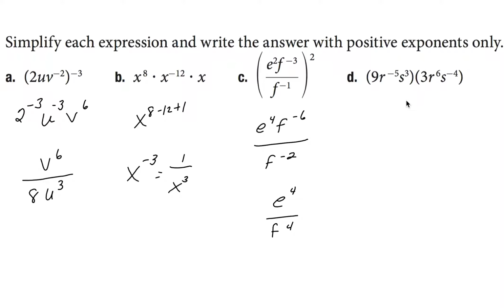Letter D, multiplying these together, we're going to use our commutative property and rearrange some things. Multiplying 9 and 3 together, r to the minus 5 times r to the 6. Remember, we add the exponents. That'll give us r to the 1st. s to the 3 minus 4 is s to the minus 1. So we need to multiply our 9 and our 3, and we need to make the s to the minus 1 go to the denominator, giving us 27r over s.